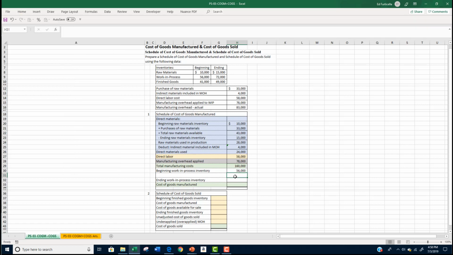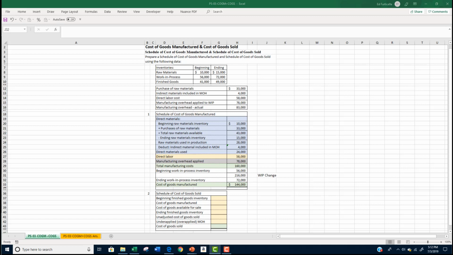But we didn't complete all those goods because we have an ending work in process inventory of 72,000. So we subtract the 72 from the 216 and we say, okay, what we actually manufactured on a cost basis is 144,000. Now look what we're doing here.